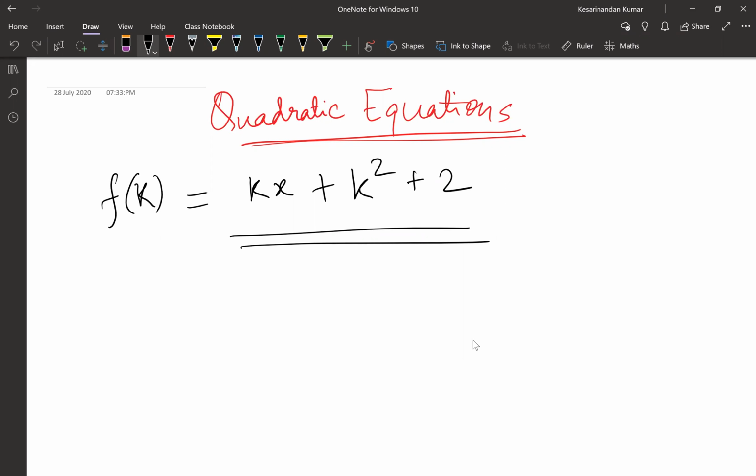Anybody, any doubt with what we just discussed in the last 30 seconds? Why was it not a quadratic equation earlier? Why is it now a quadratic equation? Okay. So with that part done, let's move to what the roots are.